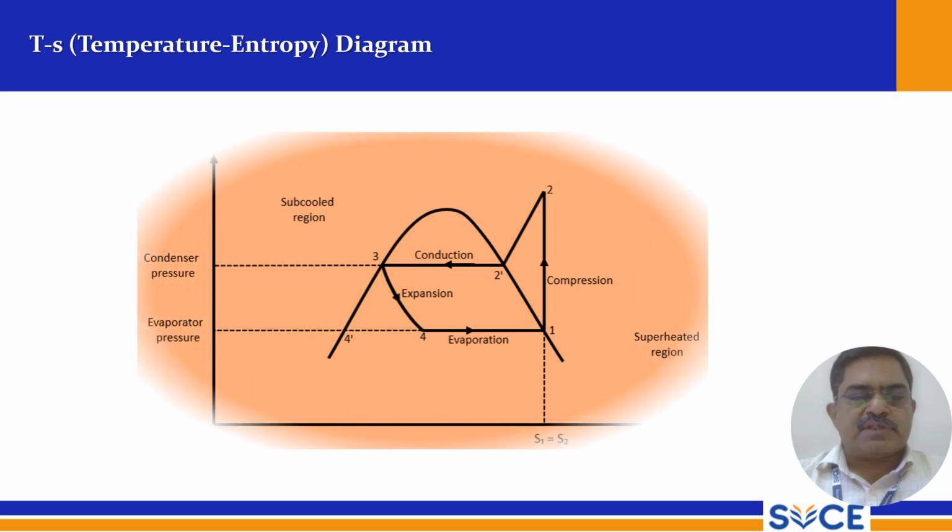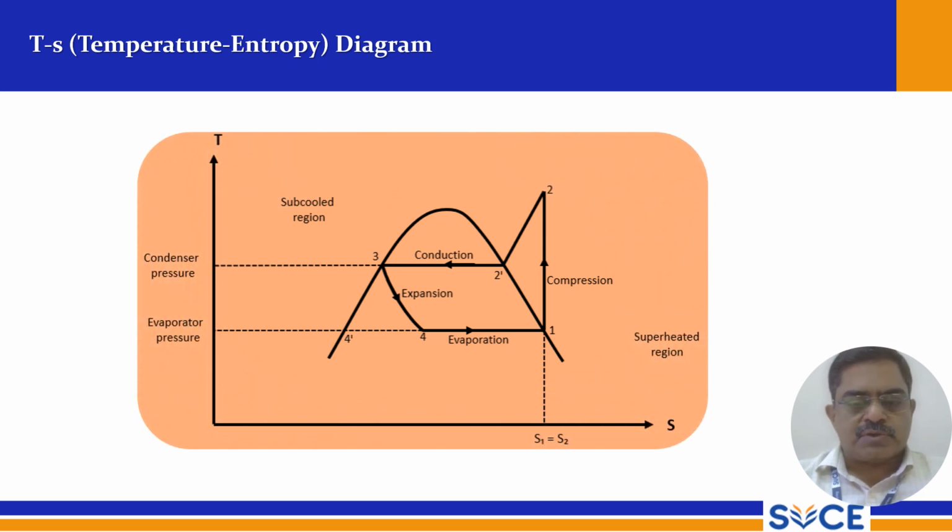So this is the temperature entropy curve. In the TS diagram, you can see this is the compression from 1 to 2. For 2 to 3, it is the condensation. Actually it should be 2 to 3, and in between we have 2 dash, which is the actual point. So this is the theoretical point 2, and this is the actual point 2 dash, and then we have 3.